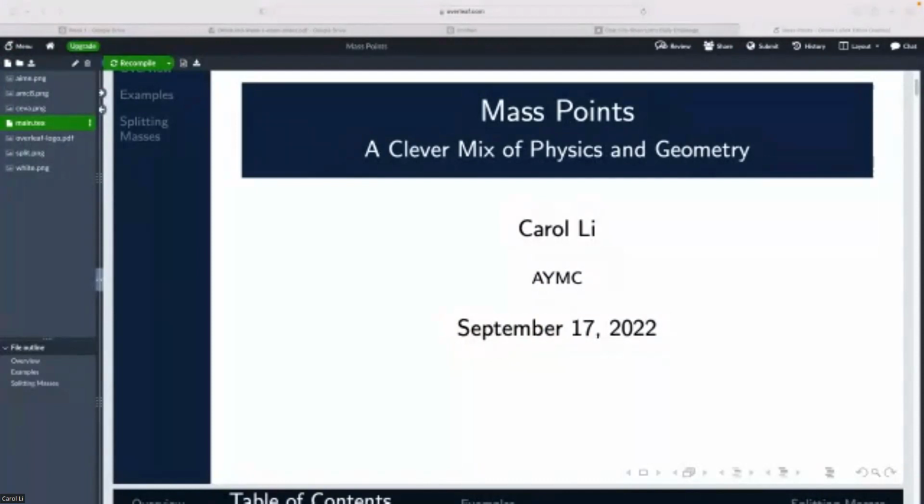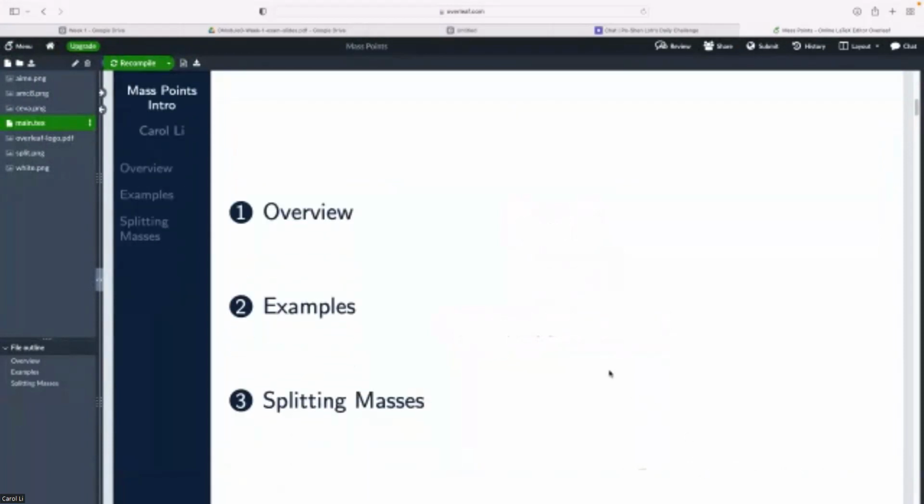Hi. So today is mass points. And what exactly is mass points? We'll see. But mass points actually combines physics with geometry. Now, how does it combine physics with geometry? We'll see next. So our table of contents, I will first give you an overview, then give you some questions.